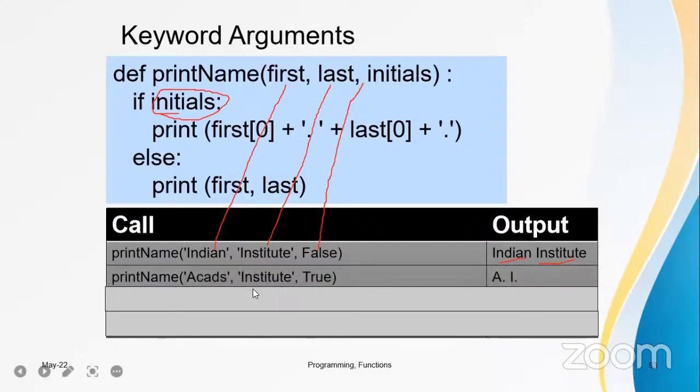Now, ACATS Institute 2. Now, once again, ACATS is first, institute is last, initial is true. So initial true means what should I print? The first letter of the first name and the first letter of the last name. So first letter A, first letter I. The output will be A. Okay.